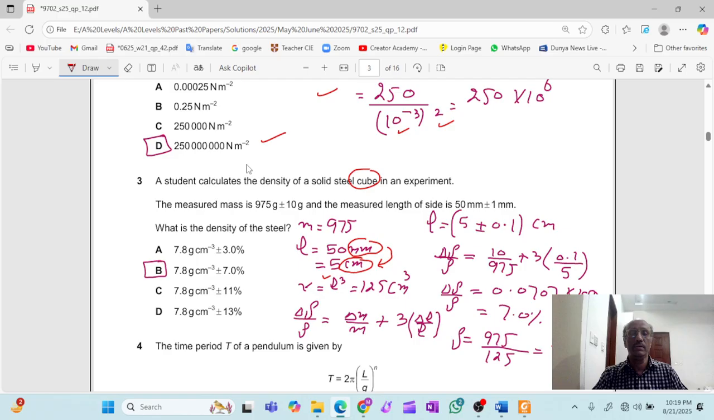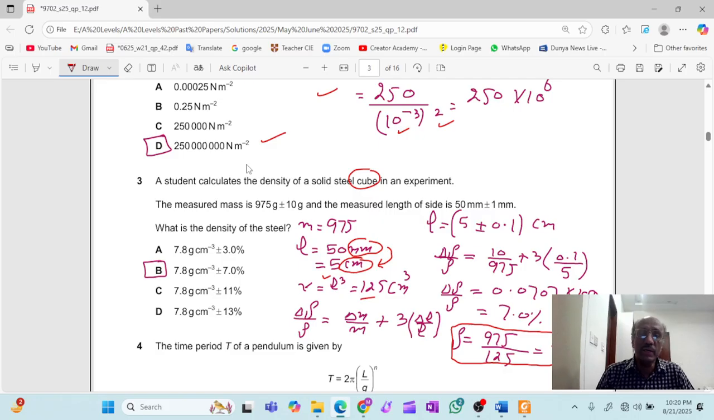Now you can solve this question because all the units are in the same formation. Gram is related with centimeter, kilogram is related with meter. Now the volume is 125. Then the density which we will measure will be 975 over 125, which gives 7.8. So 7.8 is available in all the options.